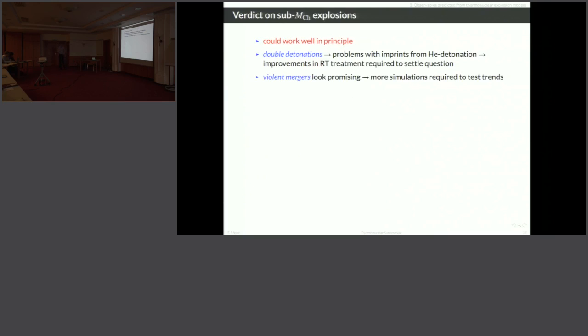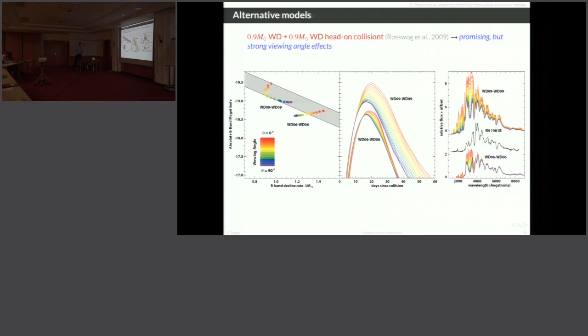So therefore the verdict of the sub-Chandrasekhar mass explosions, this could work well in principle. Double detonations have the problem with the helium shell detonation ashes, but this actually needs to be settled with improved radiation transfer treatment. The violent mergers look promising. I cannot present any prediction for the width-luminosity relation for the violent mergers yet, because these are rather expensive calculations and we don't have many for them at the moment. So Rüdiger is only part-time working on this. He is now most of his time a cosmologist and works only on type Ia supernovae as a hobby. So we don't have so many predictions for this yet. So the one or two calculations we have look promising, but more detailed exploration of the parameter space is necessary.